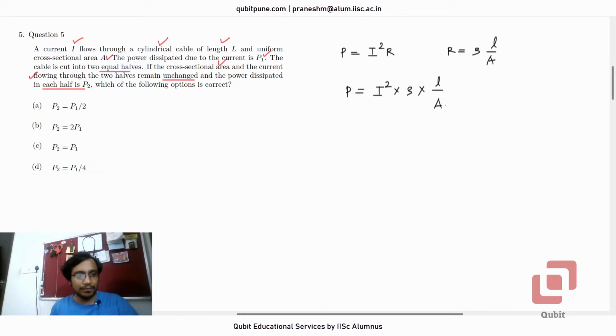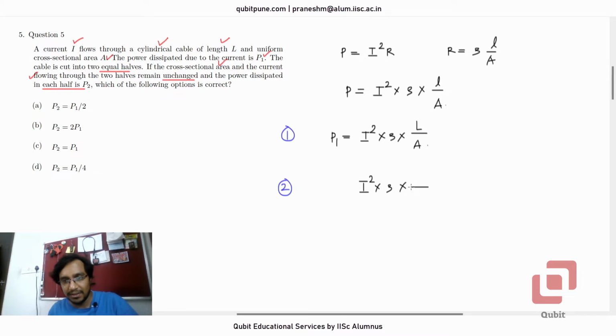Okay, now let us apply this to our first case. Case 1. They are saying that the power dissipated is P1. So P1 is equal to I squared into rho into capital L upon A. Now let us consider the second case. They are saying if the cross-sectional area and the current through the two halves remain unchanged. So I squared is not changing. Material is anyways not going to change. And they are saying cross-sectional area doesn't change. So A remains unchanged.